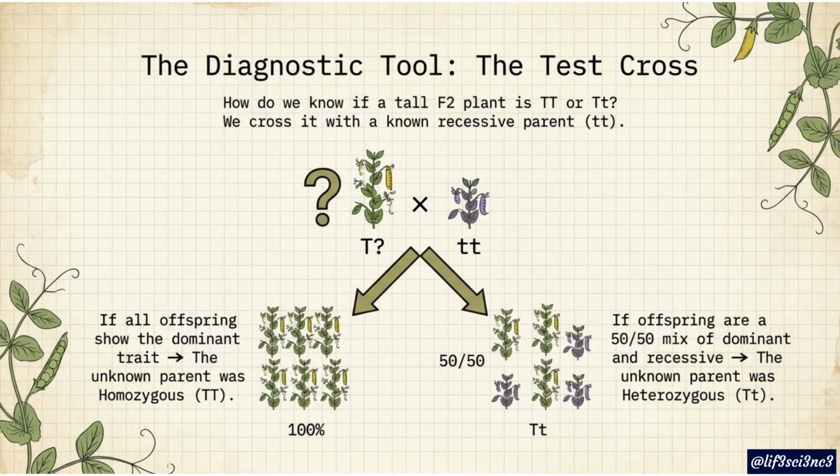But how can we actually tell if a tall F2 plant is homozygous dominant or heterozygous? Since they look identical, scientists use a diagnostic tool called the test cross. We take the unknown tall plant and cross it with a known homozygous recessive dwarf parent. The offspring tell the story. If 100% of the offspring show the dominant tall trait, the unknown parent was homozygous dominant. But if the offspring turn out to be a 50-50 mix, the unknown parent was heterozygous. And that is the elegant, predictable world of Mendelian genetics.